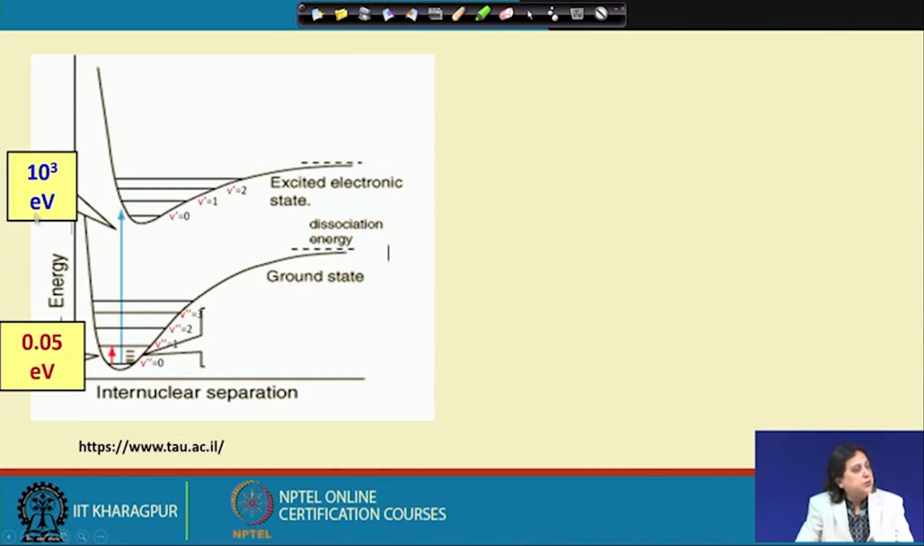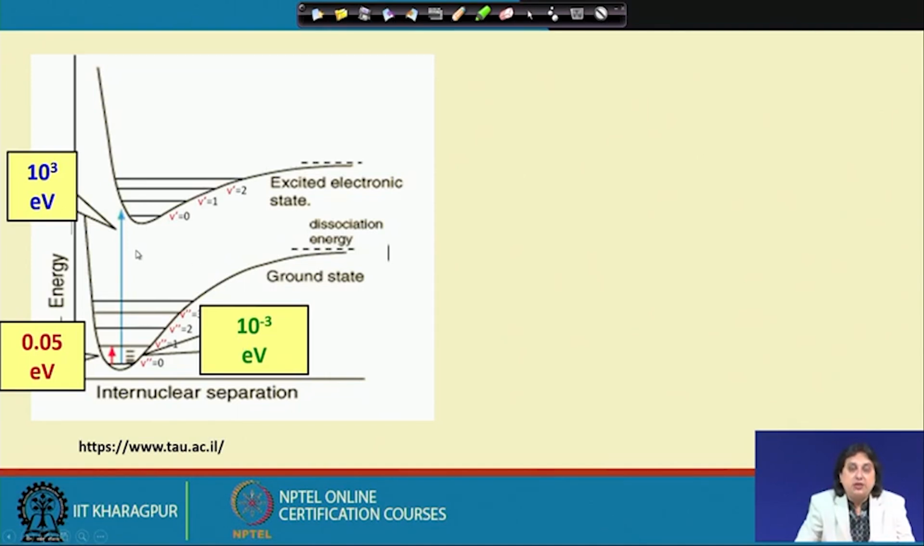0.05 electron volt, much smaller than what you require for the electronic transition. And then I still have finer structures associated with each vibrational level. So, what is the amount of energy if I want to go from one rotational substate of a given vibrational state to another? This is about 10 to the power minus 3 electron volt.